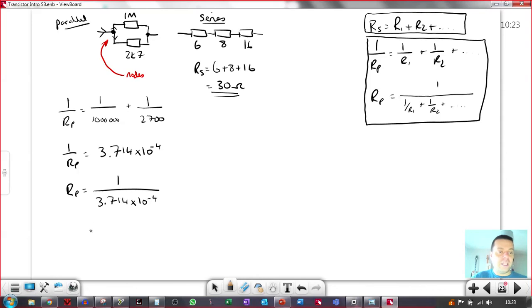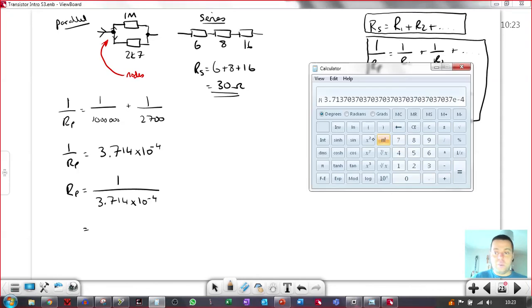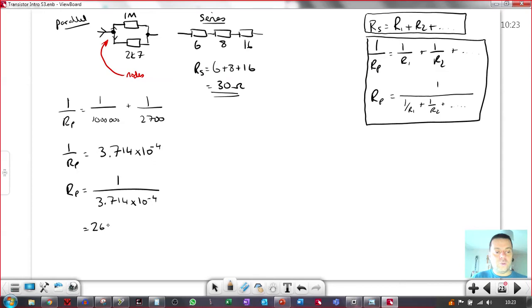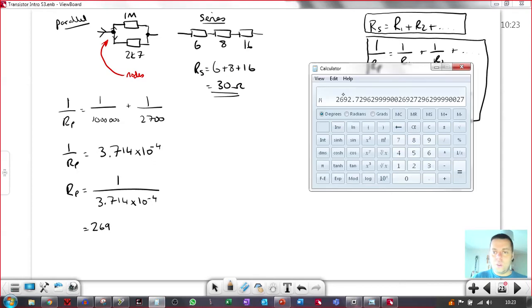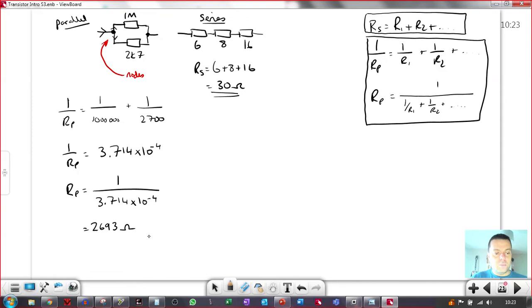Now, I'm writing that down and messing about with it, but on a calculator I'm not. On a calculator I've just put it into memory, and then I'm going to go 1 divided by, and then recall the memory. 2693 ohms. And then I need to round that to the correct number of significant figures.